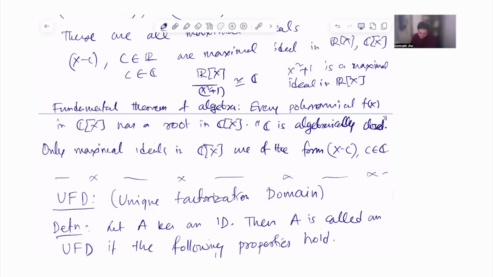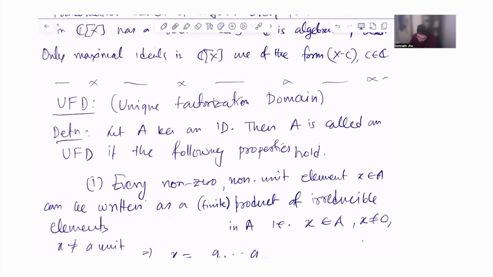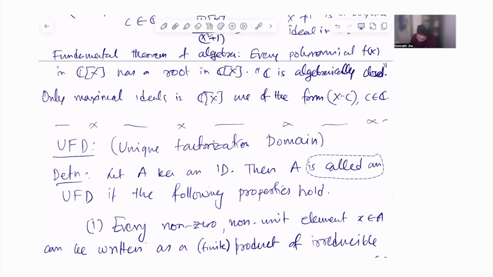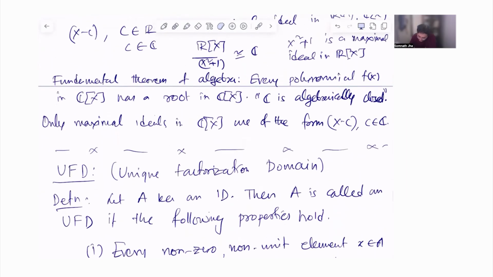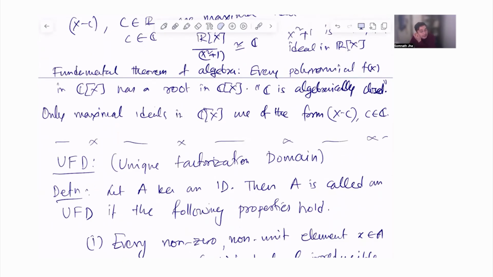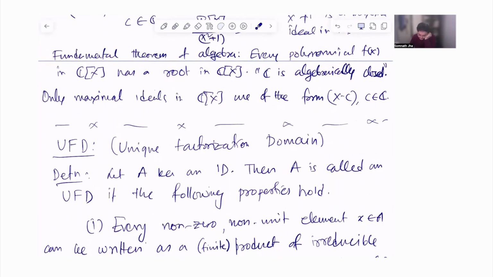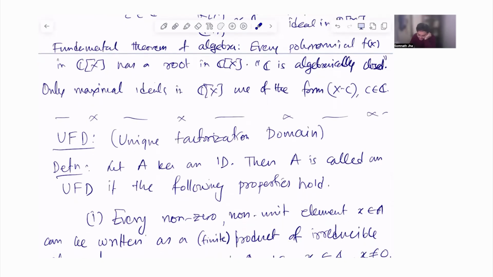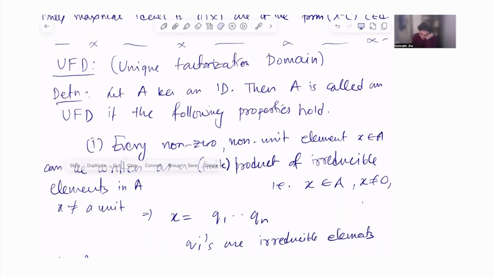Then A is called a unique factorization domain, or UFD in short, if unique factorization of an element into irreducibles holds. More precisely, what it means is that every non-zero, non-unit element x in A can be written as a product of irreducible elements. Product, of course, means a finite product.